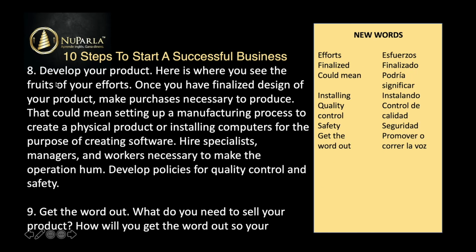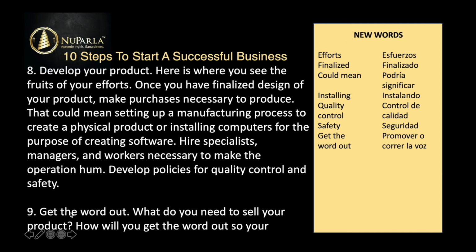Number 8, develop your product. Here is where you see the fruits of your efforts. Once you have finalized design of your product, make purchases necessary to produce. That could mean setting up a manufacturing process to create a physical product or installing computers for the purpose of creating software. Hire specialists, managers, and workers necessary to make the operation hum. Develop policies for quality control and safety. Of course, this is mostly if you are developing a physical product.